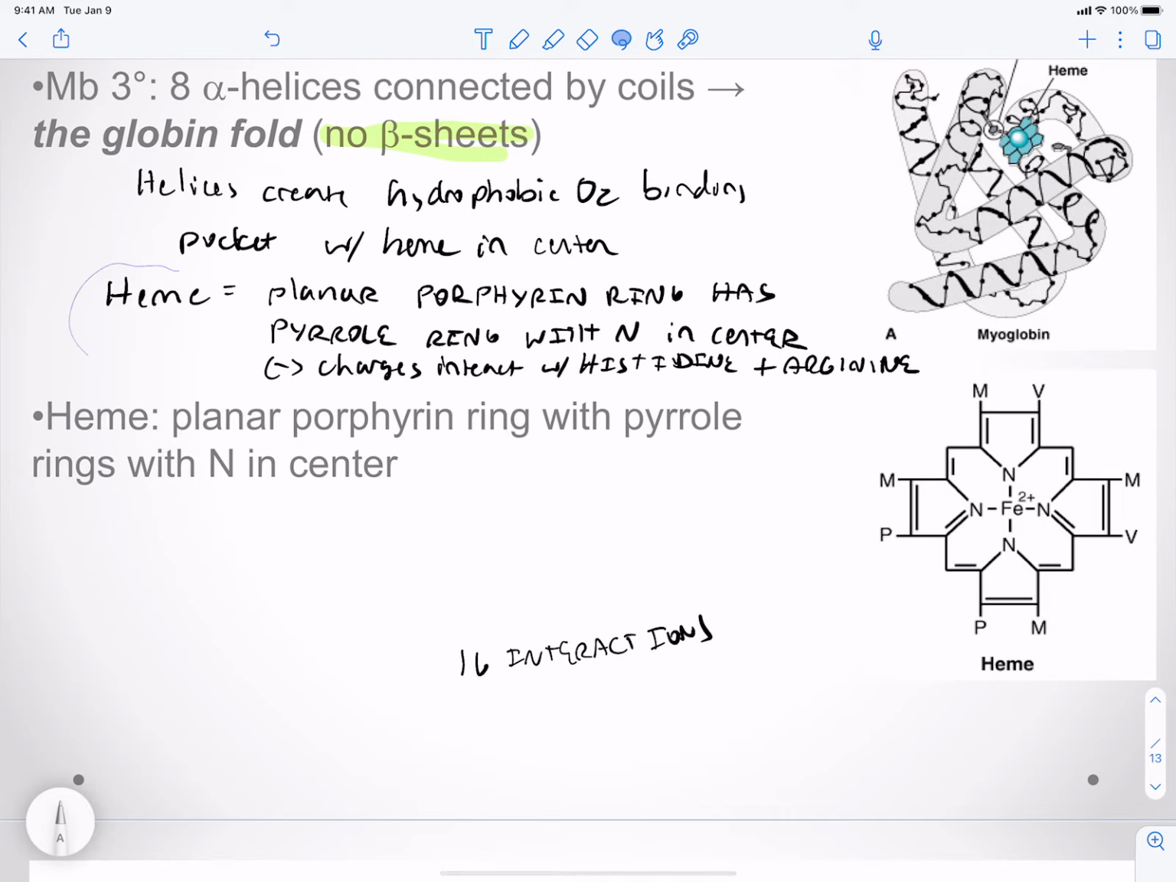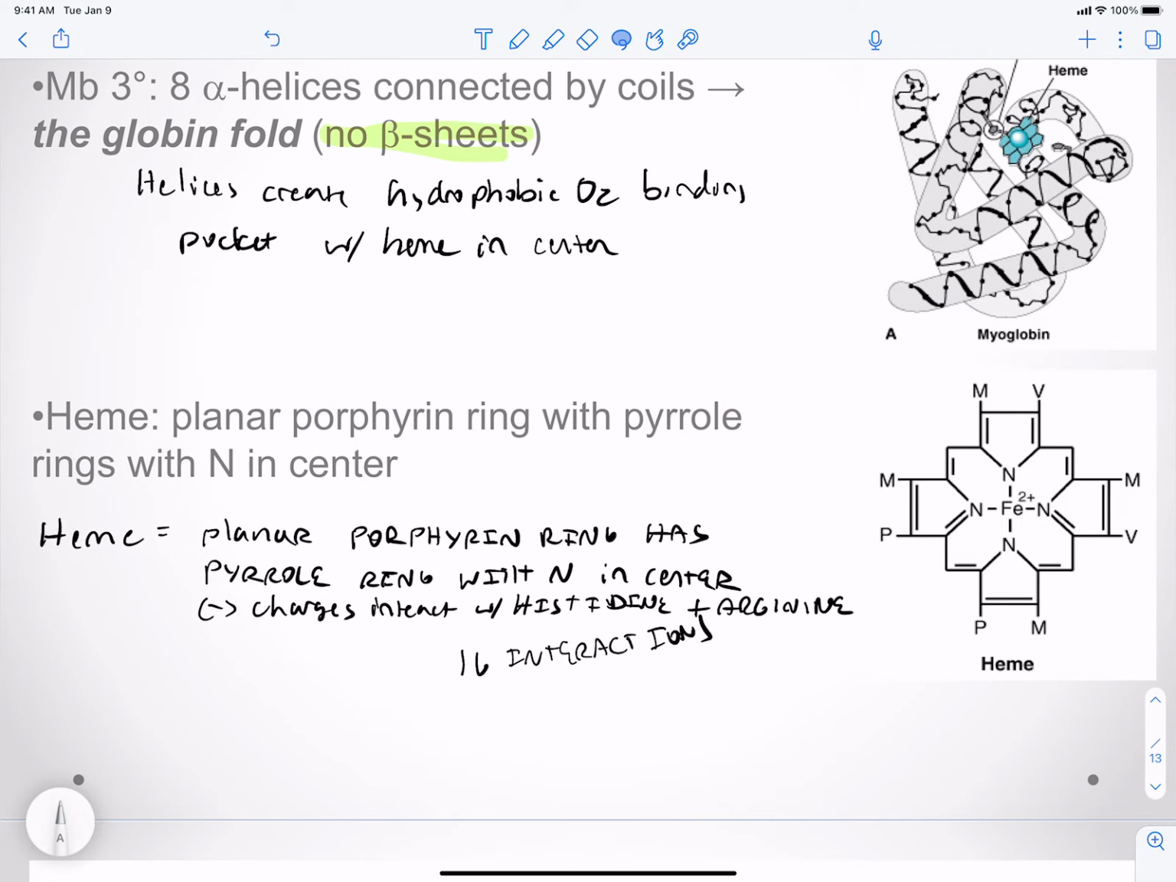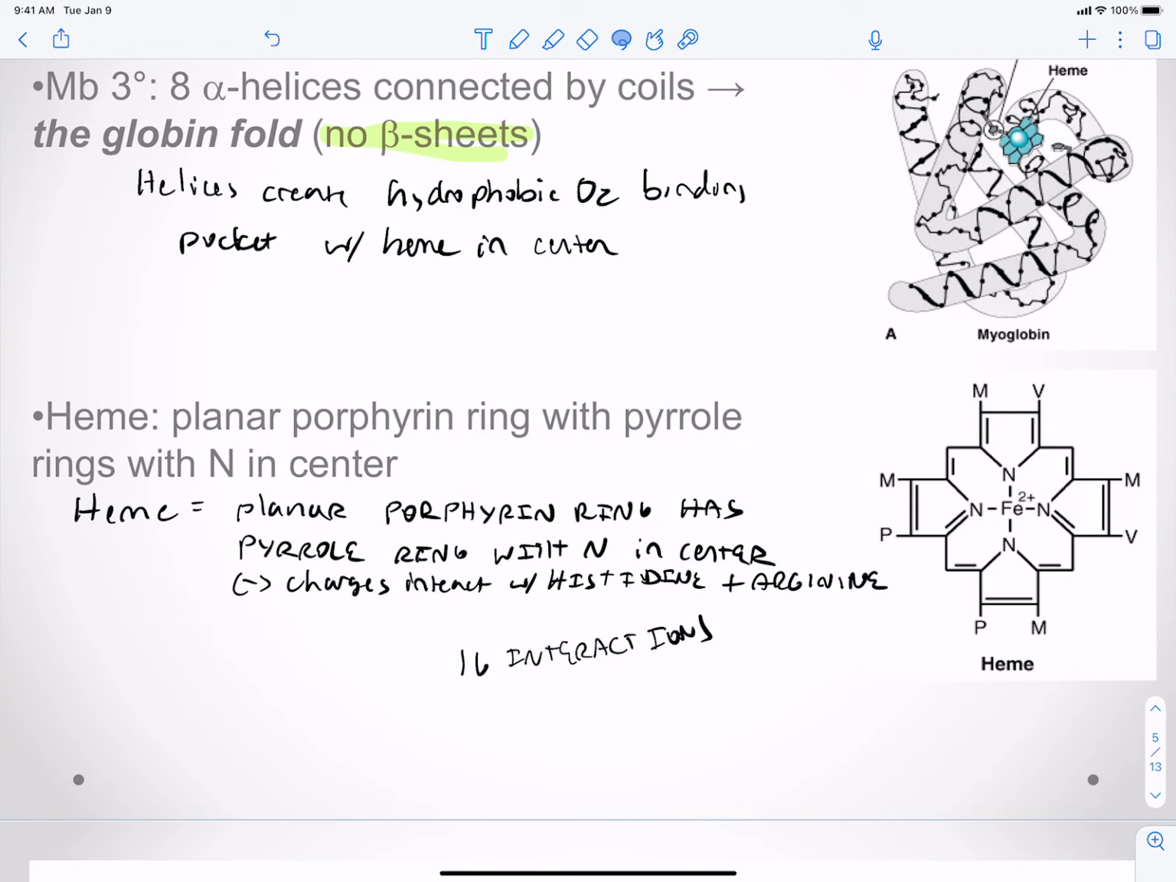So I didn't even see that I had this already written here. Just chatting away. We'll bring the heme down to heme section.